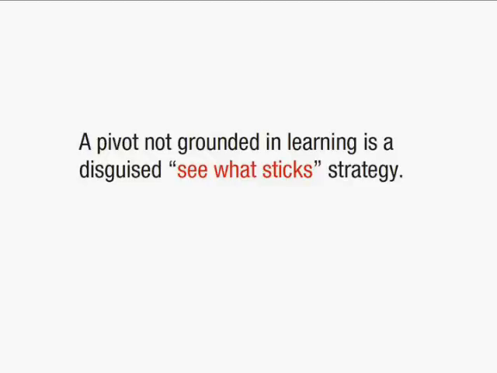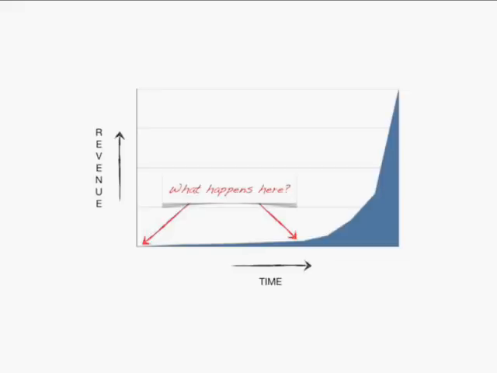Otherwise, it's just a disguised see-what-sticks strategy, which is not the most optimal way of learning and not the most optimal way of finding that plan that works. Now, there's a reason also that the hockey stick curve for most successful companies is largely flat at the beginning. It's not because the founders were too dumb or not working hard enough, but before you can find a business model that works, you have to go through a lot of stuff that doesn't.